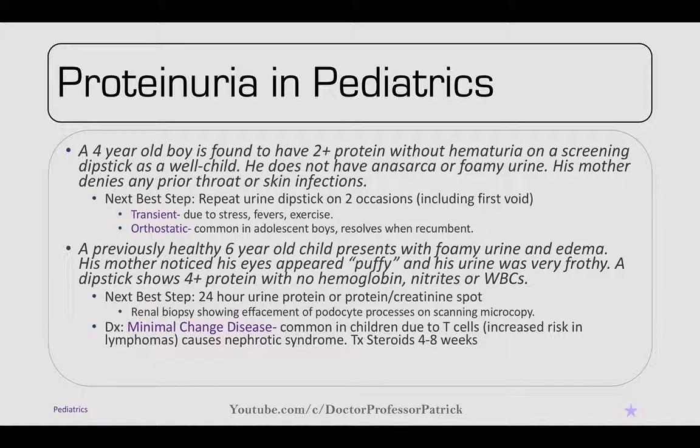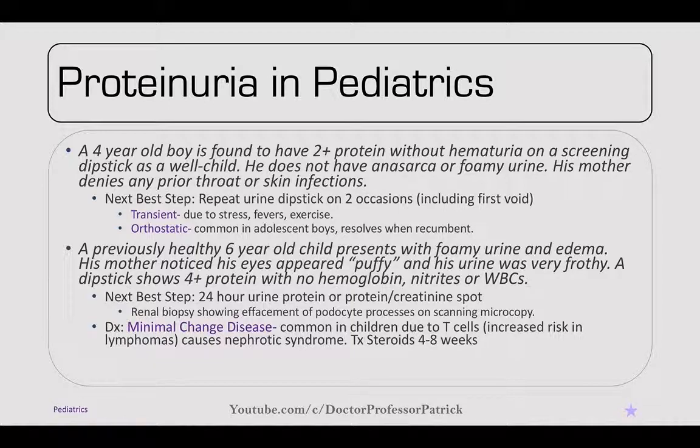Next, we've got a case of a healthy 6-year-old child who presents with foamy urine and edema. His mom noticed his eyes appeared puffy and his urine was very frothy. Dipstick shows 4+ protein, so within the nephrotic range at this point. There's no hemoglobin, nitrates, or WBCs. The next best step is a 24-hour urine protein and creatinine or a spot protein-creatinine ratio. And then a renal biopsy can give the definitive diagnosis, and you're looking for effacement of podocytes on scanning electron microscopy. And the diagnosis is minimal change disease.